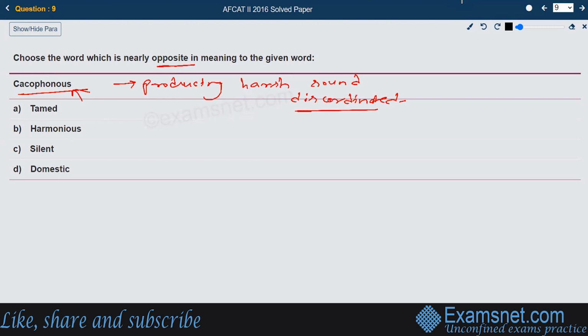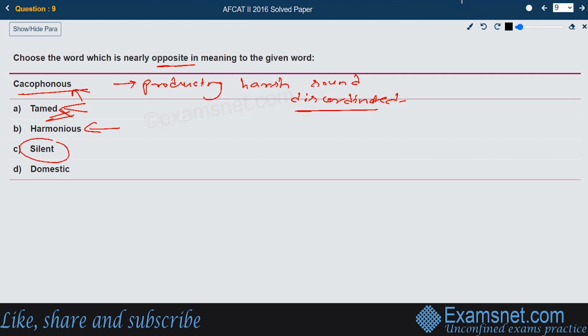Let's look at the options given. First option is tamed. Tamed is nothing but if you can control somebody or something. Harmonious means a sound which is in proper harmony, a sound which is good for your ear because it is in a proper pattern. That is what harmonious means.